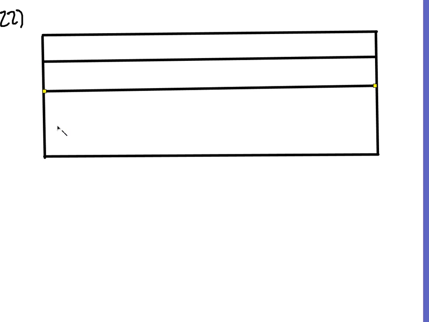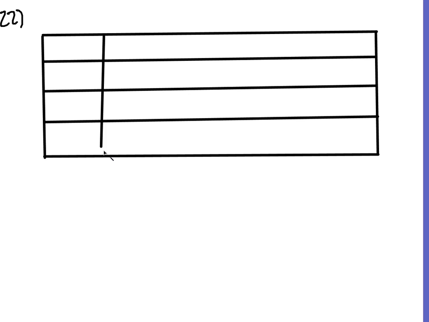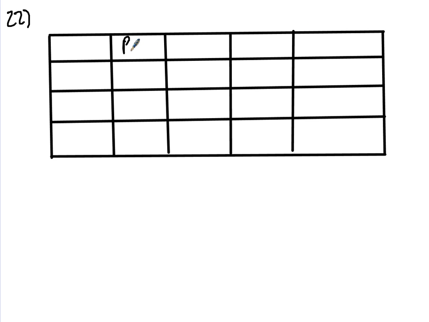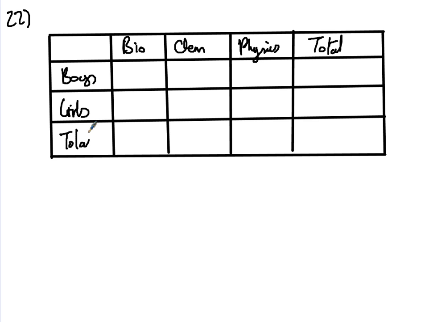So here we go. We'll get a ruler to draw across, and we want this to be big enough to take the numbers. It's a lot easier for you guys as well, by the way, with pencil and a ruler. We want four going across. So what we're going to do in there is put boys and girls. We're also going to put a total column. And then we need four, five going across. So we've got biology, chemistry, physics, and also a total column. And we've got boys and girls, and a total column here.